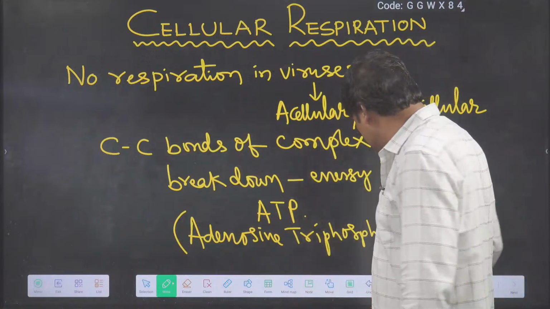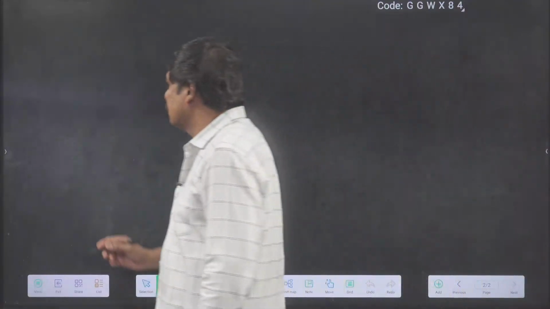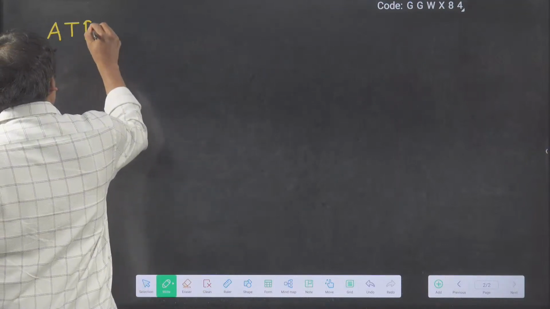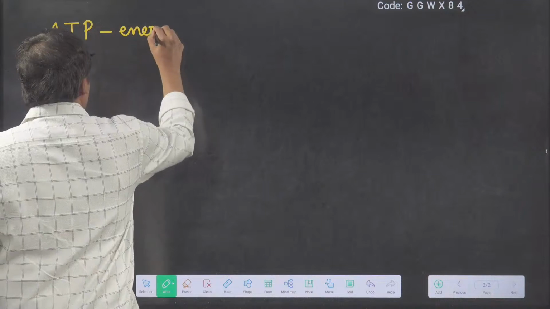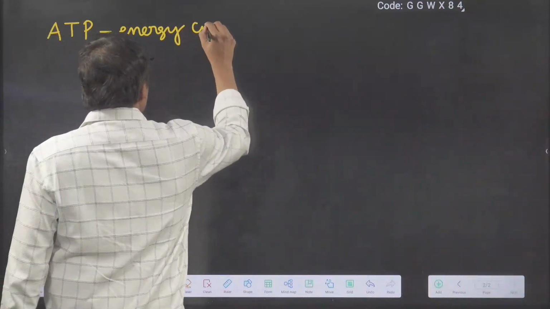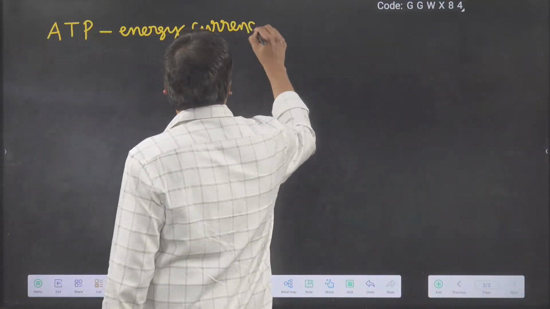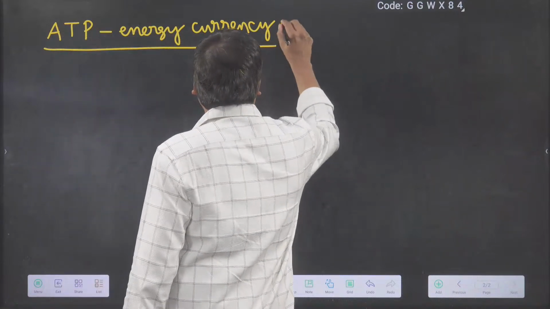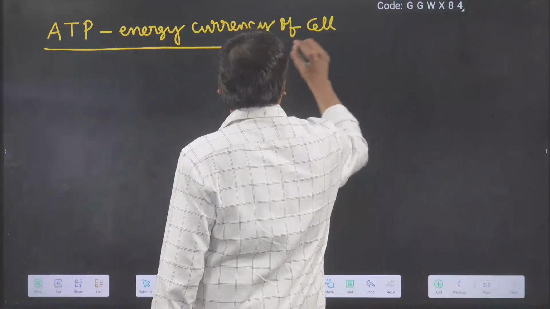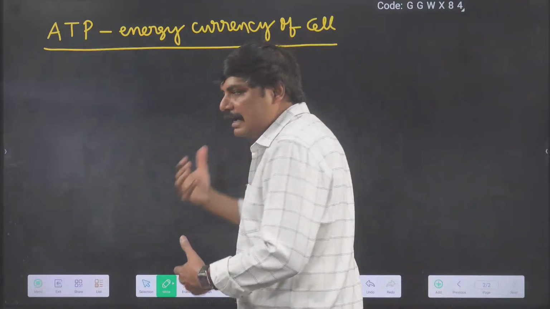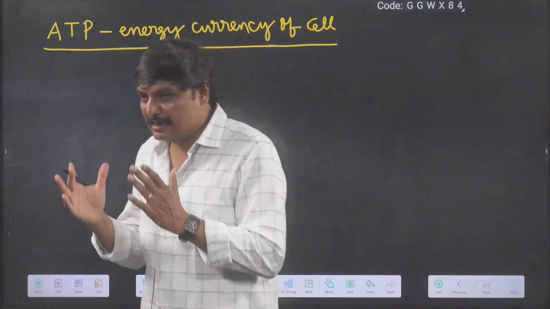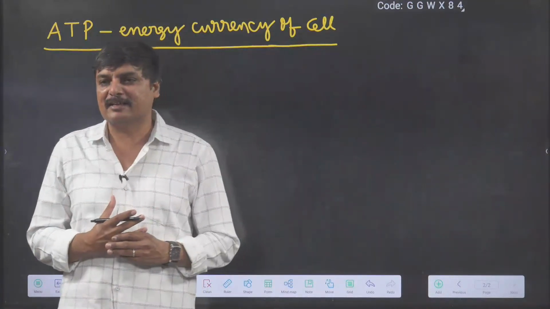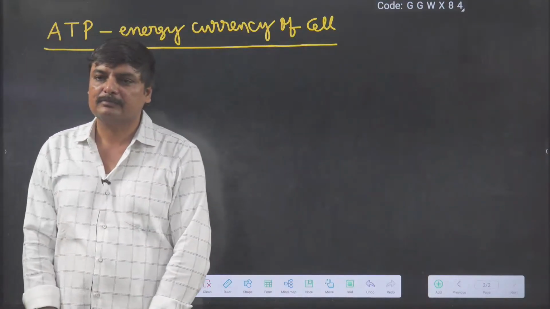Hence, ATP is known as energy currency. Energy currency of the cell or cell currency is the ATP. Okay.